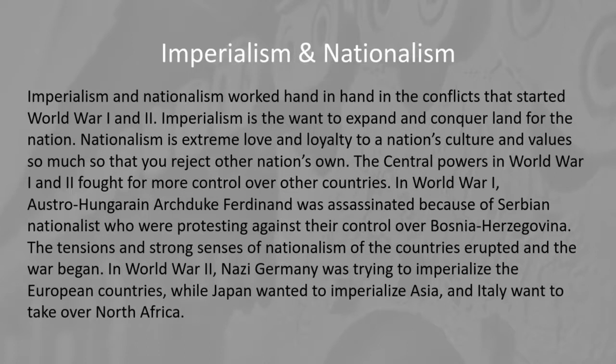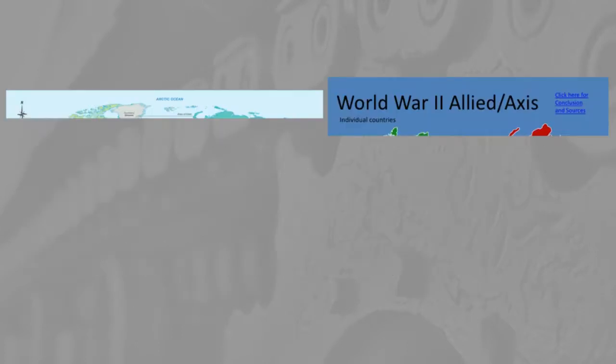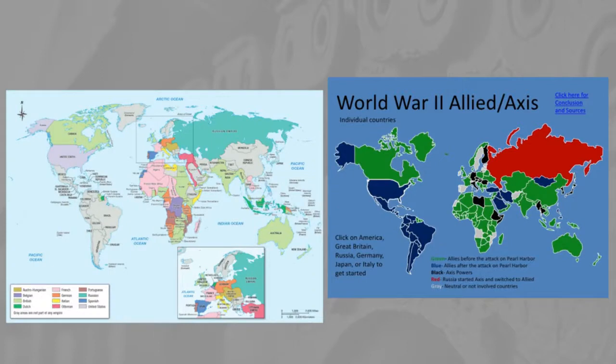In World War One, Austro-Hungarian Archduke Ferdinand was assassinated by a Serbian nationalist who was protesting against their control over Bosnia Herzegovina. The tensions and the strong senses of nationalism of the countries erupted, and the war began. In World War II, Nazi Germany was trying to imperialize the European countries, while Japan wanted to imperialize Asia, and Italy wanted to take over North Africa. And this is a map.